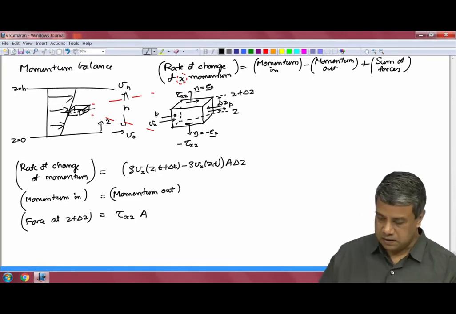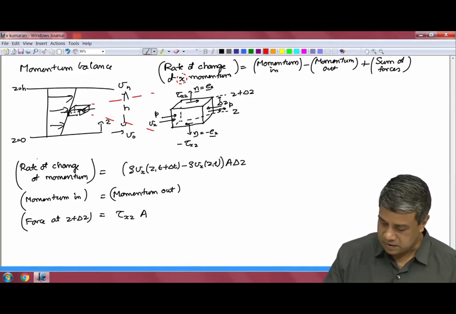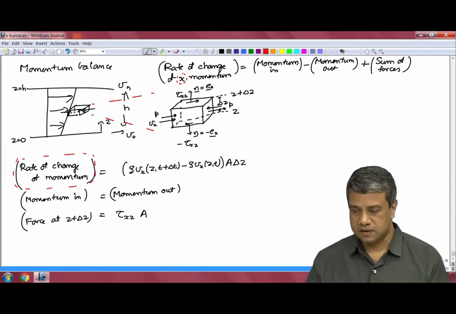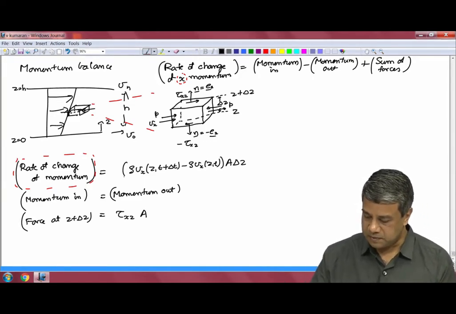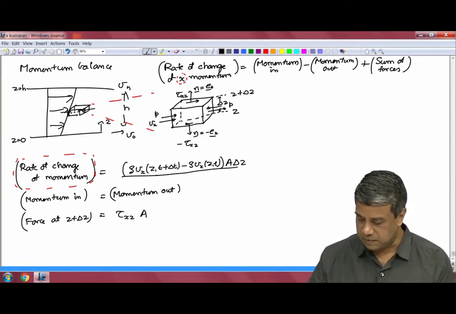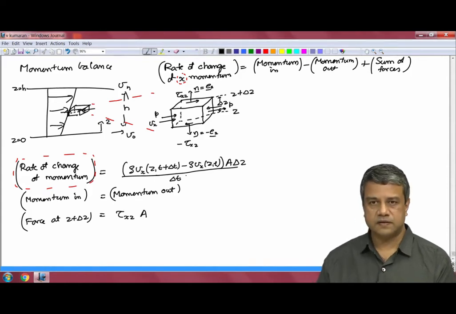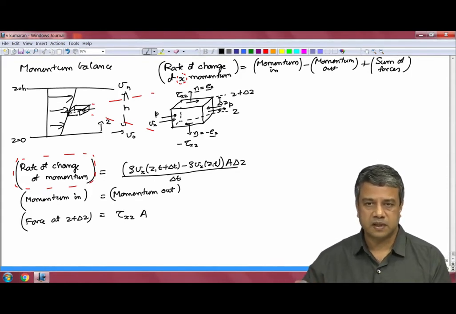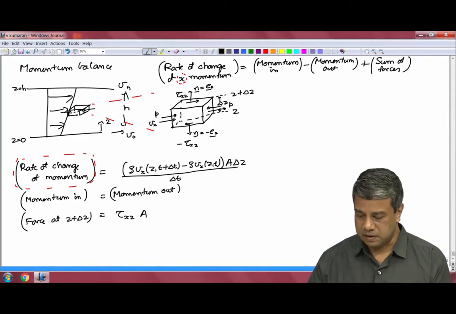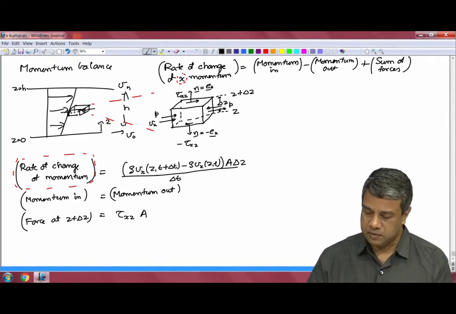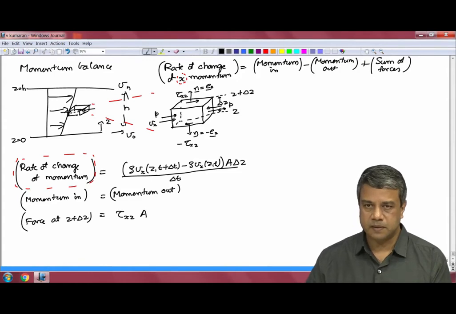I made a mistake here. If you recall, in this rate of change of momentum, the change in momentum is what I had written on the right side. The rate of change of momentum is this whole thing divided by delta t. Rate of change of momentum is change in momentum per unit time. So, the rate of change of momentum at the time t has to be equal to the momentum at time t plus delta t minus that at t, divided by delta t.